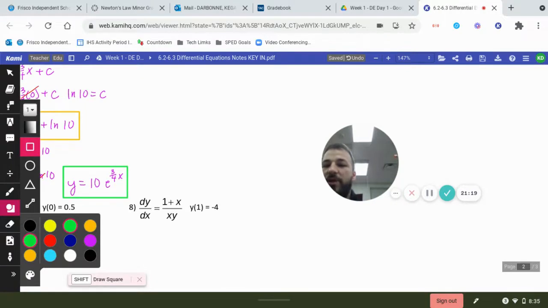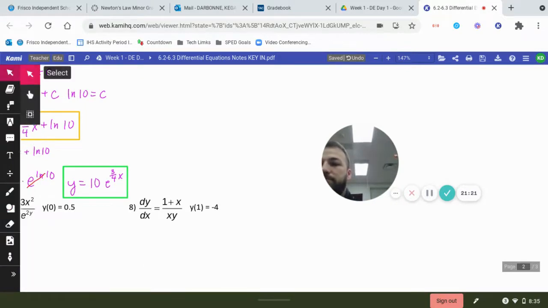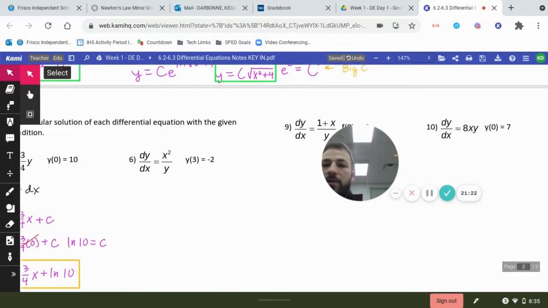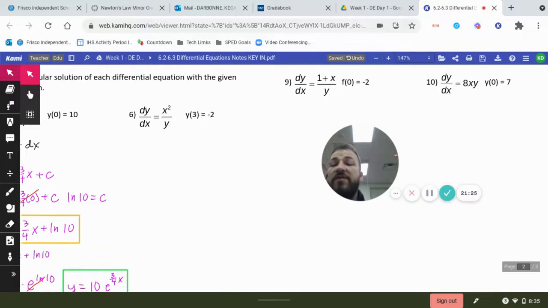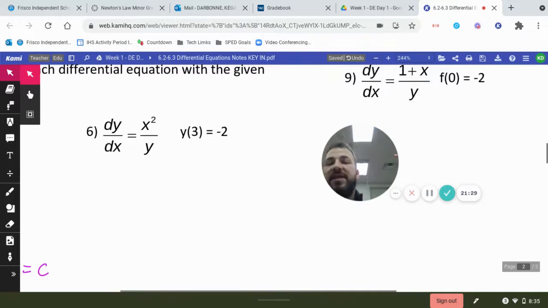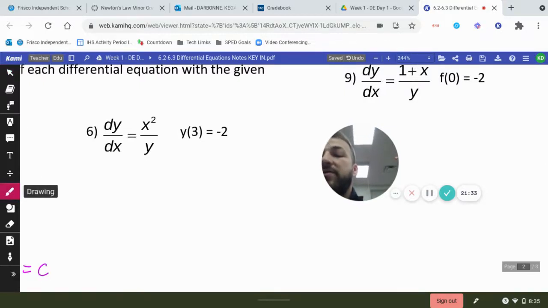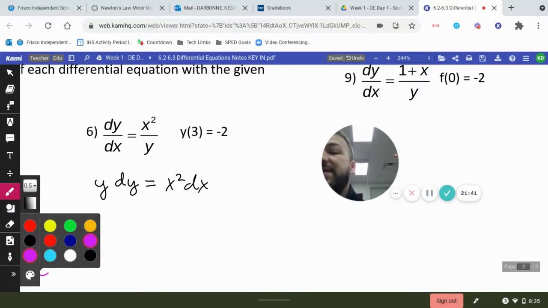All right, let's look at another one. So number 6, we have dy over dx is equal to x squared over y. Y of 3 is equal to -2. So same thing, separate, then integrate, integrate. So dy becomes y dy is equal to x squared dx. Then we integrate both sides.